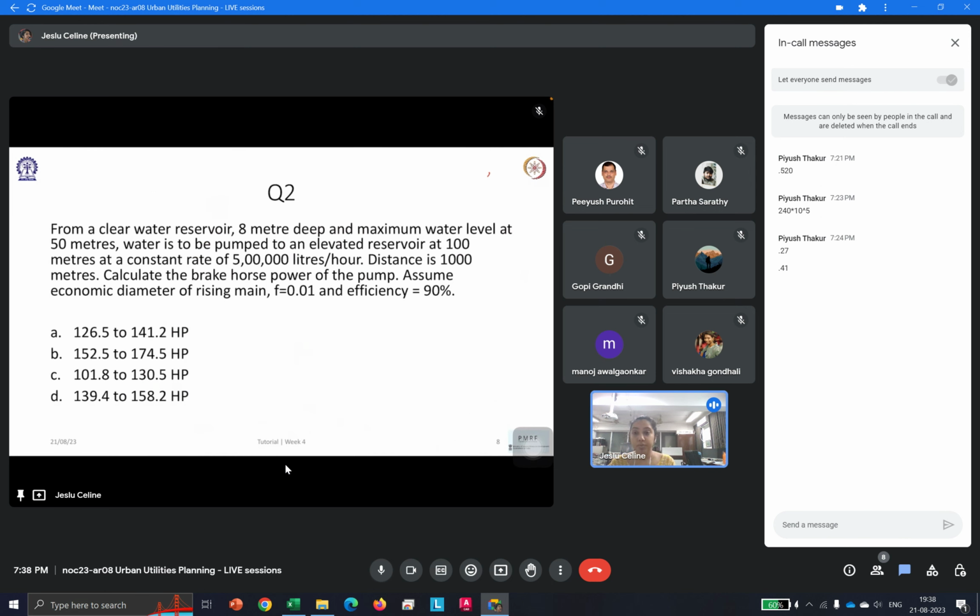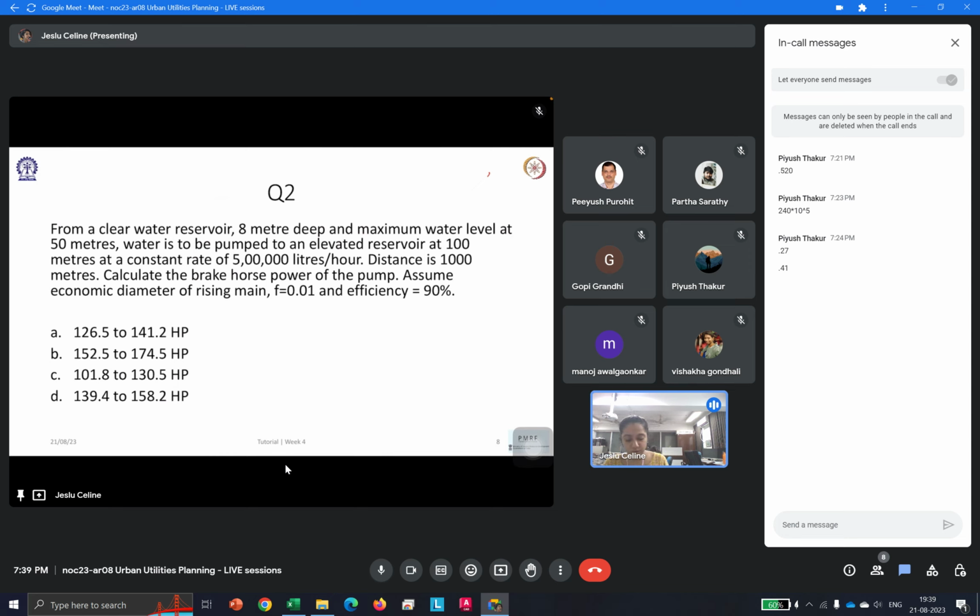From a clear water reservoir 8 meters deep and maximum water level at 50 meters, water is to be pumped to an elevated reservoir at 100 meters at a constant rate of 5 lakh liters per hour. Distance is 1000 meters. Calculate the brake horsepower of the pump. Assume economic diameter of rising main, f is given as 0.01 and efficiency is given to be 90%. So here the overall efficiency is given; pump and motor have not been separately given.